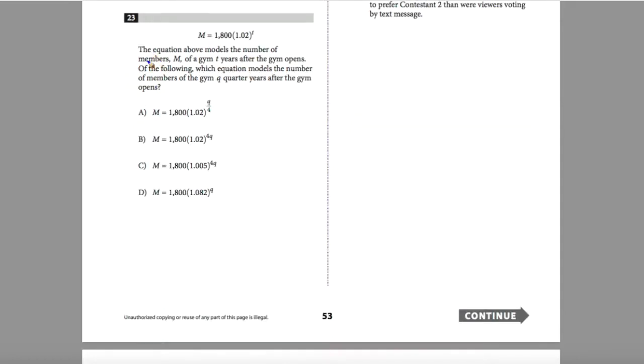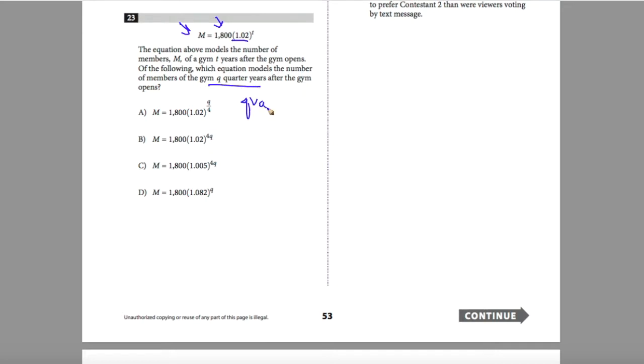Okay, question 23. The equation above models the number of members M at a gym t years after the gym opens. So here's my t representing t years. It looks like it's an increase because it's 1.02. 1,800 will be my initial members, the initial amount. M is going to be the total number of members after so many times. Of the following, which equation models the number of members at the gym q quarter years after the gym opens?